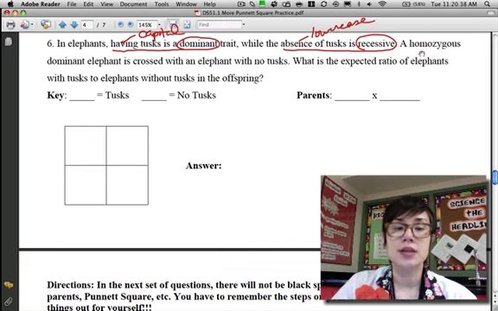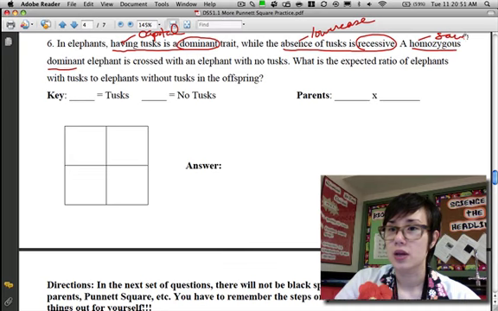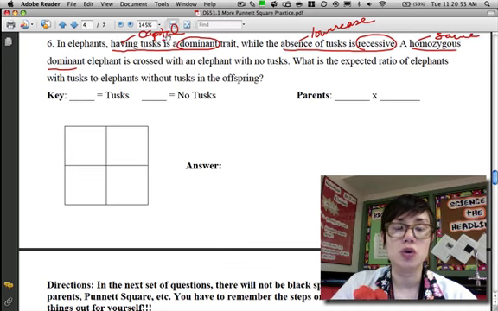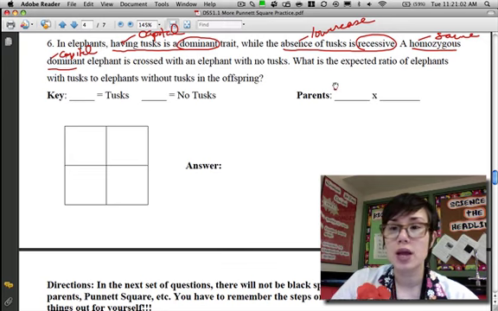A homozygous dominant elephant is crossed with an elephant with no tusks. So the first parent that I'm going to tackle is this homozygous dominant elephant. If something is homozygous dominant, homozygous means same, so I'm going to write that down. And we already know what dominant means because you told me up here. It means capital. So my first parent is going to have two of the same letter, and they both are going to be capital letters. So I'm going to go ahead and write that down just so that I don't get confused. So we're going to work with elephants. I'm going to use two big E's for parent number 1.